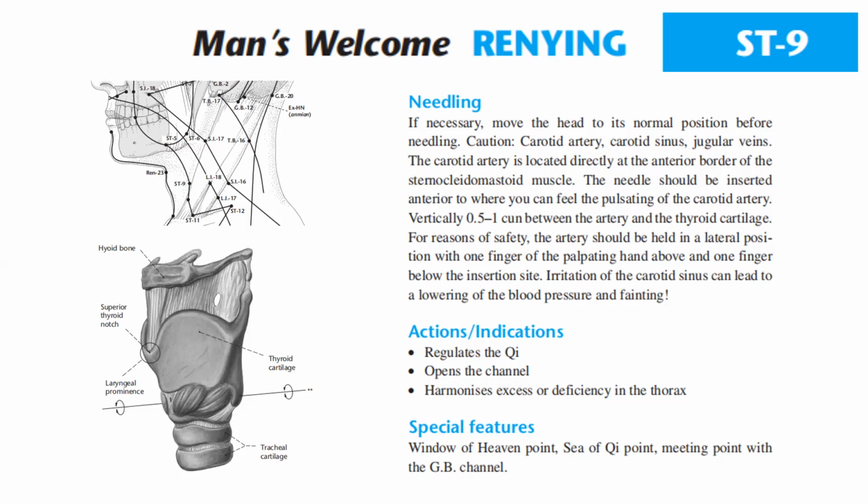For the action and indications, stomach 9 regulates the Qi, opens the channel, and harmonizes excess or deficiency in the thorax. Special features: stomach 9 is a Window of Heaven point, a Sea of Qi point, and a meeting point with the GB channel.